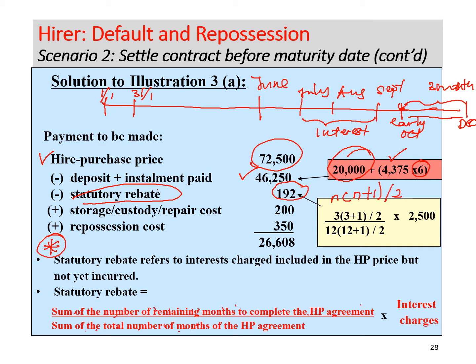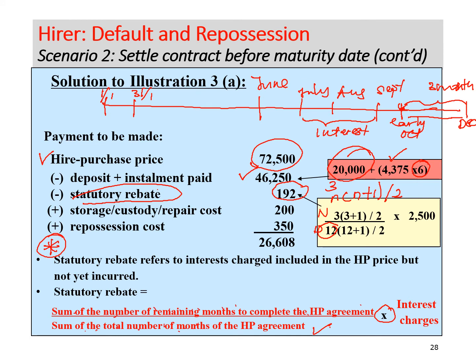So from October to December, the last 3 months, your N is actually 3. So 3 times 3 plus 1 divided by 2. And then for your denominator, you will take the sum of the total number of months of the hire purchase agreement. The total number of months of the hire purchase agreement is actually 12 months. So it takes 12 times 13, divide by 2, and then you times with the total interest.